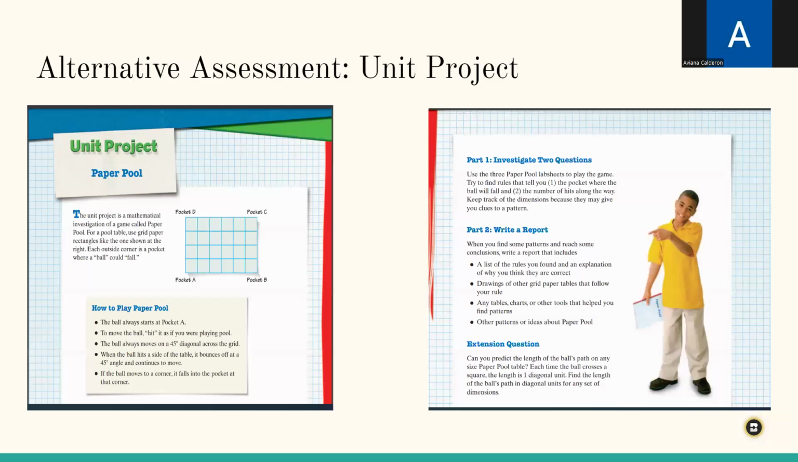An alternative assessment to this unit is a unit project. The unit project given per the textbook is a mathematical investigation of a game called paper pool. For a pool table, use grid paper rectangles like the one shown at the right. Each outside corner is a pocket where a ball could fall.